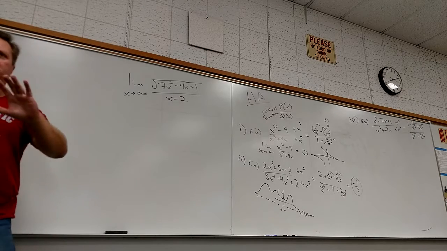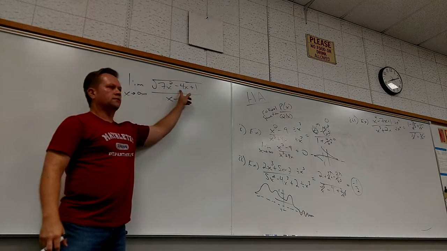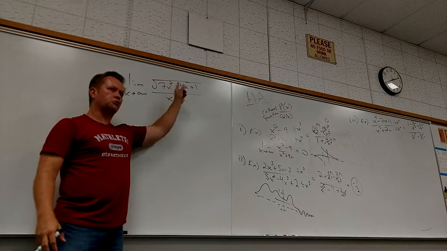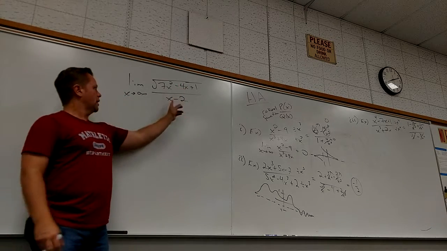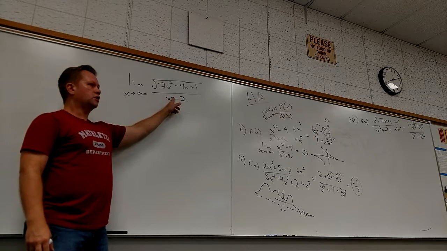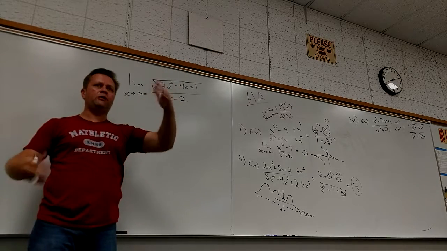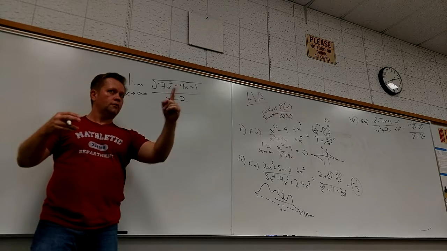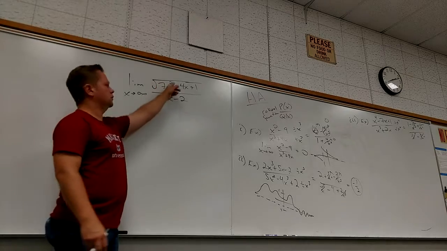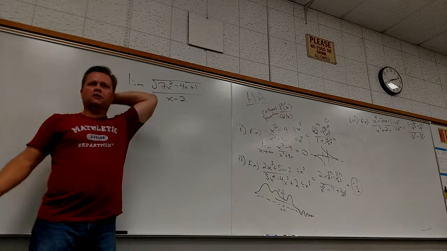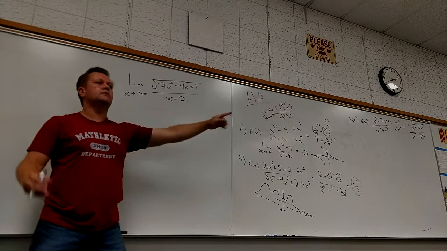I don't know, some teachers call it hand waving, but if I let x get really big, this doesn't mean anything. What's the real degree of the top? Can somebody see that? The degree of the bottom is the first. The degree of the top is not squared because the whole thing is being square rooted, so the degree of the top really is... what's the square root of x squared? X to the first. So this is the situation where both are the same.